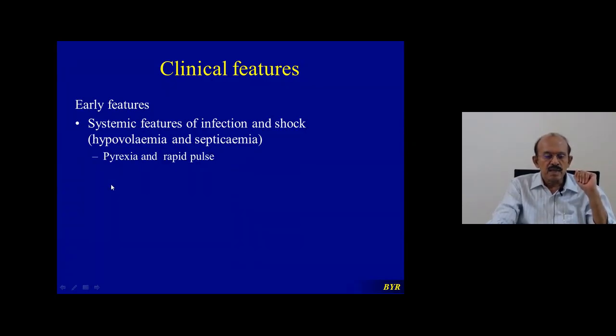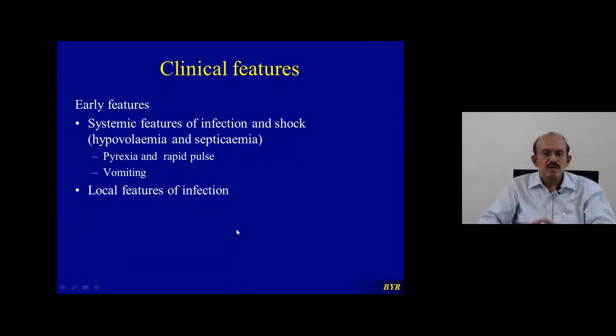So the presentation will be, there will be pyrexia with rapid pulse, vomitings because of paralytic ileus, and the vomitings are bilious. Local features of infection. What are the two important signs of peritonitis?